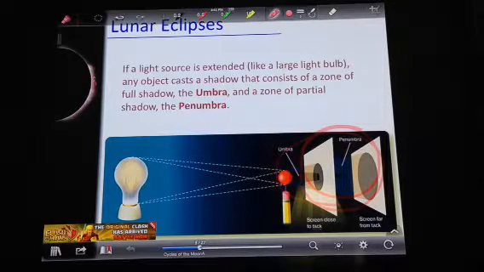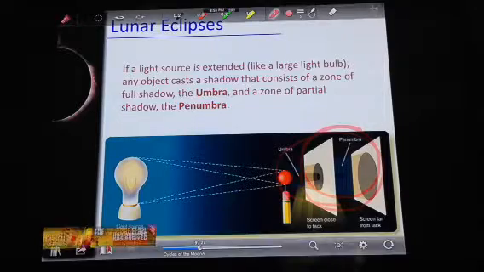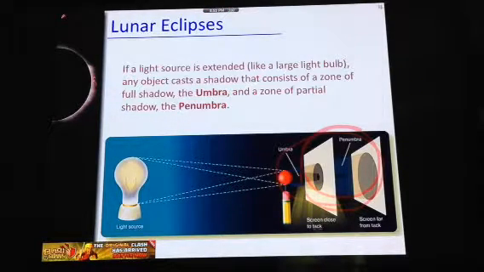The first one, the darkest one, is the umbra. It's a zone of full shadow that we find. Then the larger area that we have here is the penumbra. It's a zone of partial shadow that we see. The umbra is what we need to get a total eclipse of both a lunar eclipse and a solar eclipse. And the penumbra is when we get a partial.